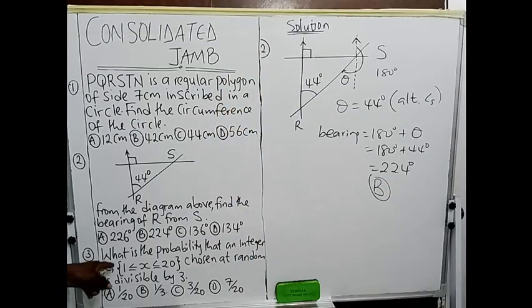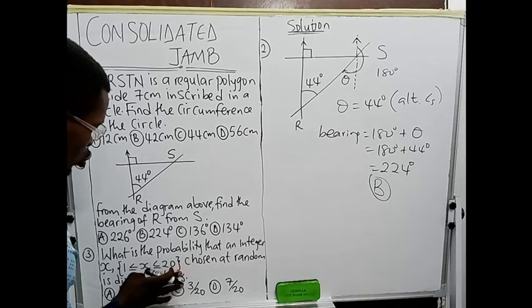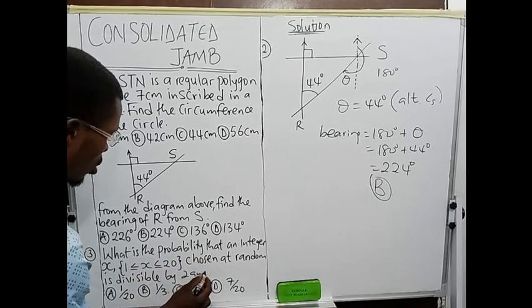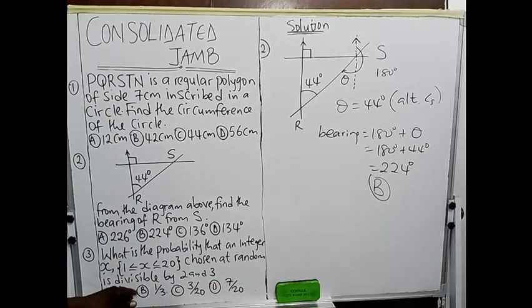Now for number 3, it says, what is the probability that an integer x in this set of values chosen at random is divisible by 2 and 3? Sorry, that is the right question. The correct question is divisible by 2 and 3.